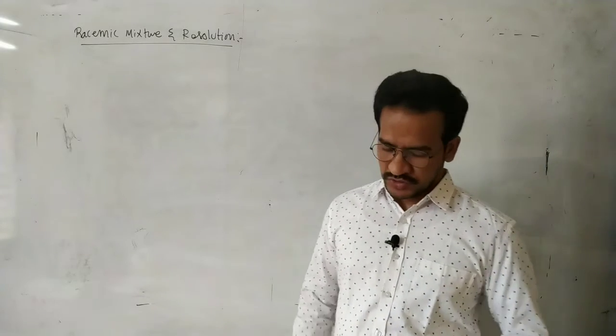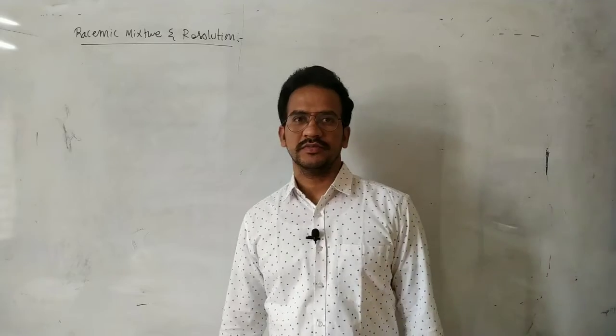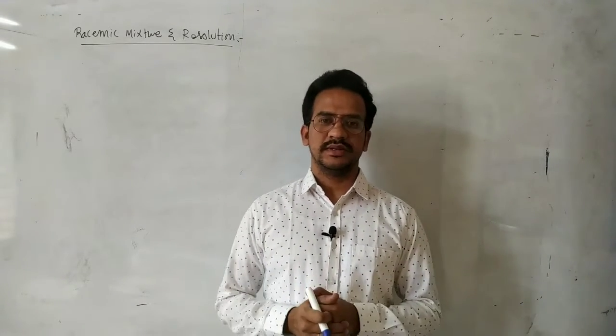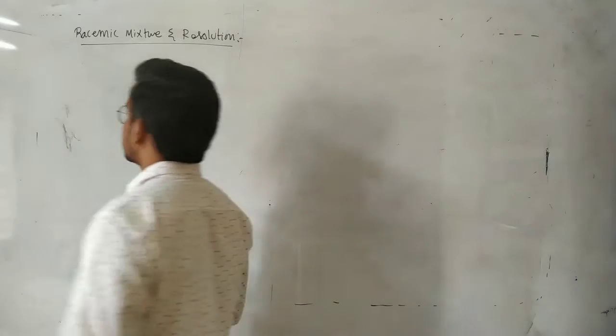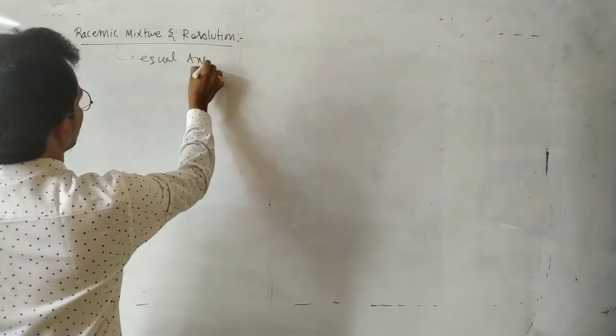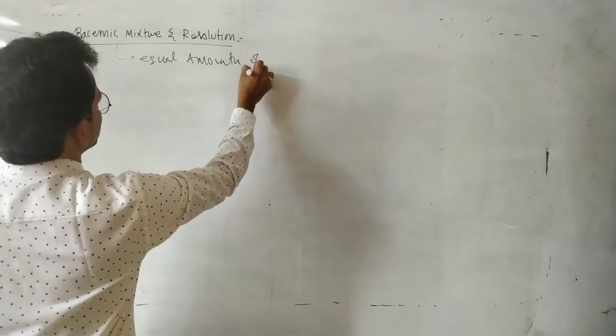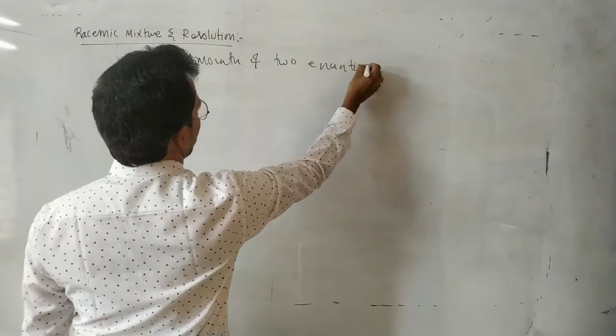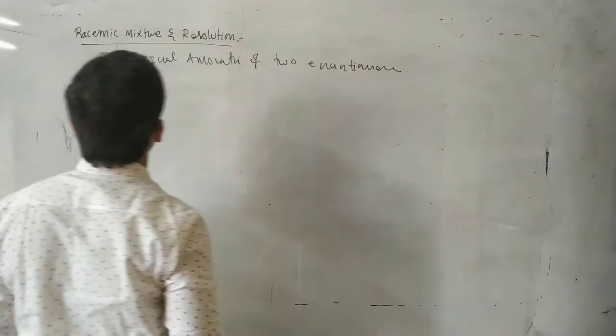Okay. So here what is the meaning of racemic mixture? A racemic mixture is equal amounts of the two enantiomers. Okay, that is a racemic mixture.